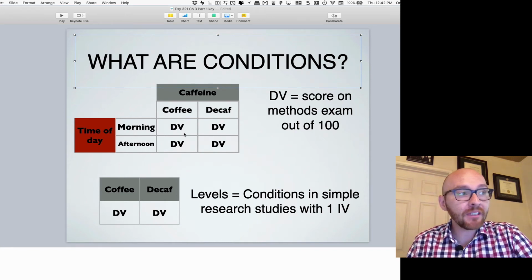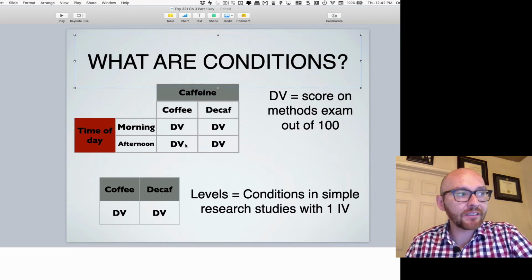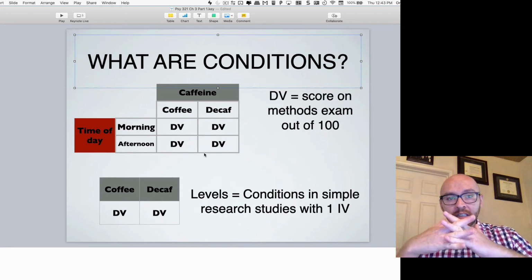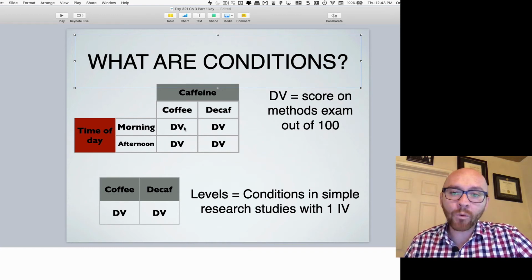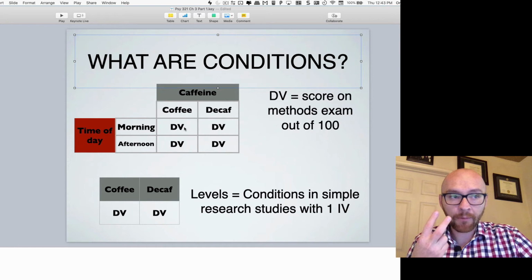You have participants taking a cup of coffee in the morning. You have one condition when participants are taking a decaf cup of coffee in the morning, and you have one condition where participants are taking coffee in the afternoon, and one with decaf in the afternoon, right? So when you cross these IVs, you actually have more conditions than just 2. You might have 2 levels per IV, but you have more than 2 conditions for the study itself. So keep that in mind.